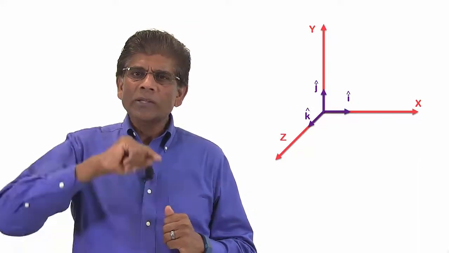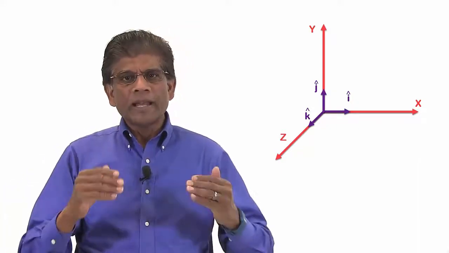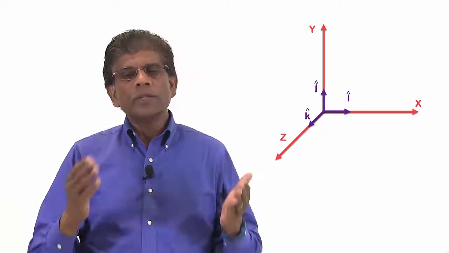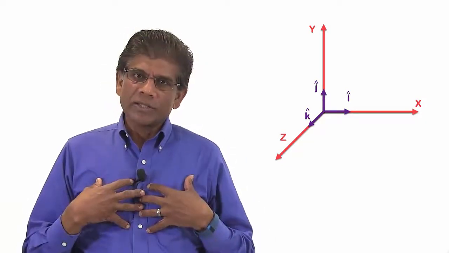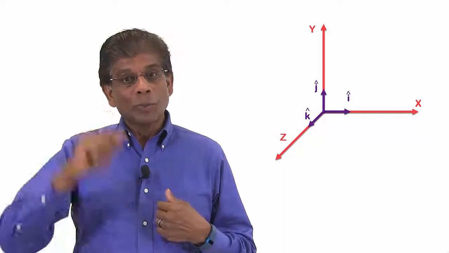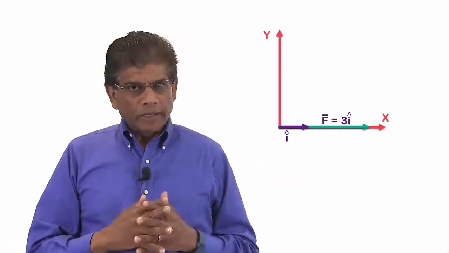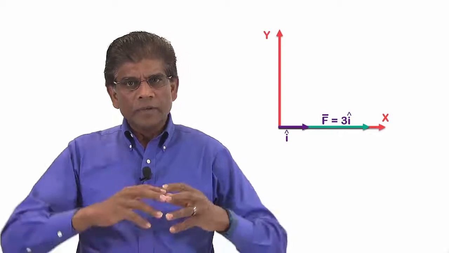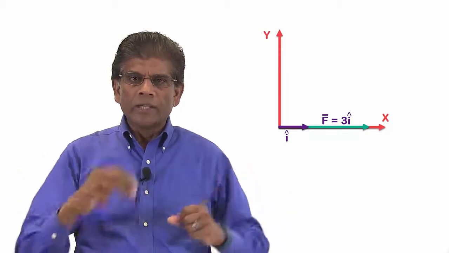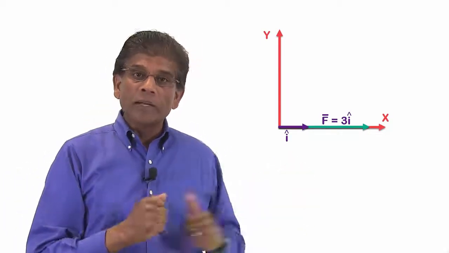Typically, we put a hat on a vector to indicate that it is a unit vector, and I will do this consistently in our discussion. It's a good habit, so please practice. Notice that hat on i, j, and k. All right, I have here a vector F equal to 3i. This means the vector F is along the x direction and it is 3 units long as shown here.